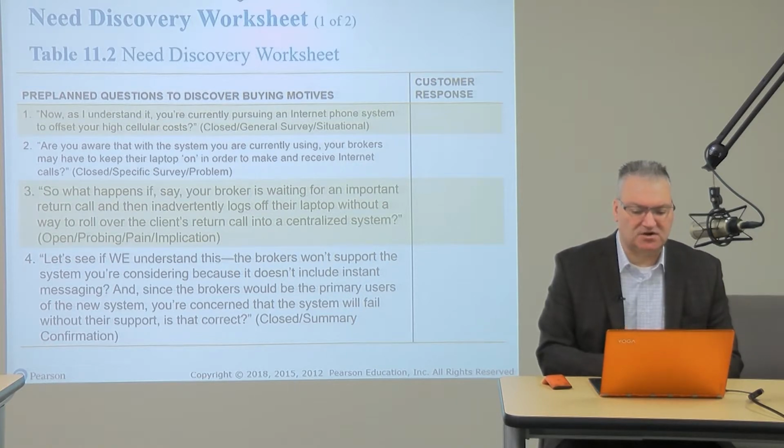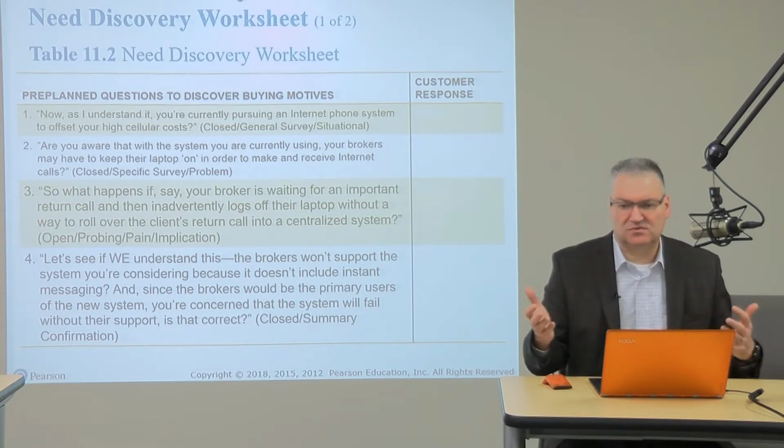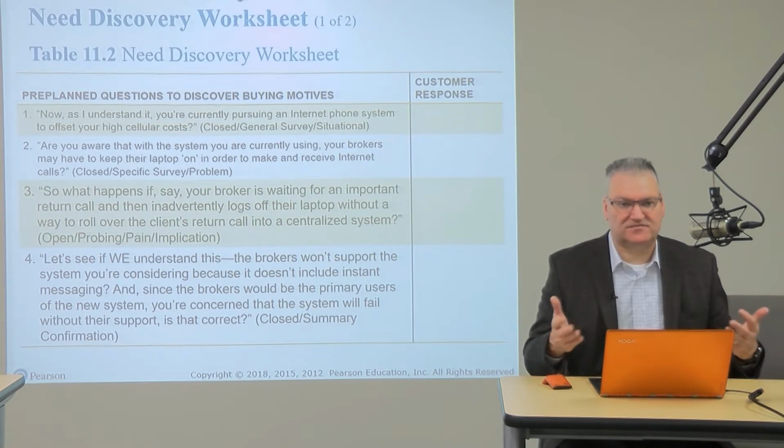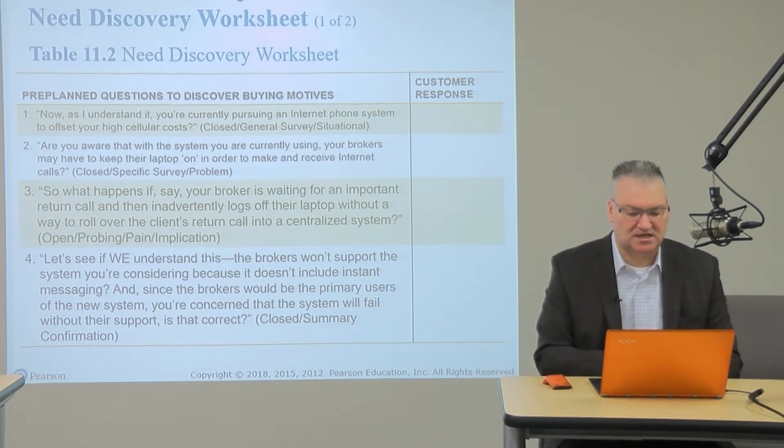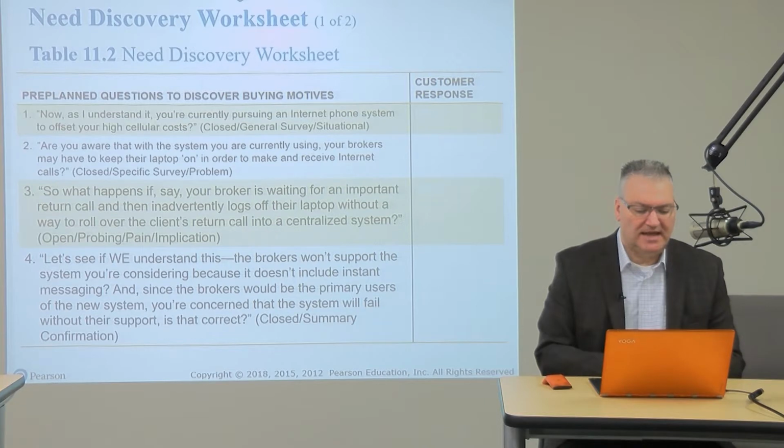Now, as I understand it, you're currently pursuing an internet phone system to offset your high cellular costs. And the customer said, yeah, we're really looking at the fact that these telecom costs are just killing us. It's very expensive. We're looking at solutions. And then you ask, are you aware that with the system you're currently using, your brokers may have to keep their laptop on in order to make and receive internet calls? So again, you're asking questions that make them think hard about the fact that it's driving up costs.